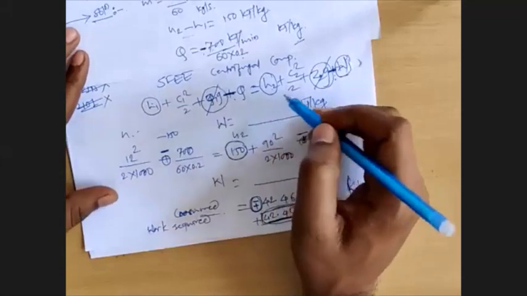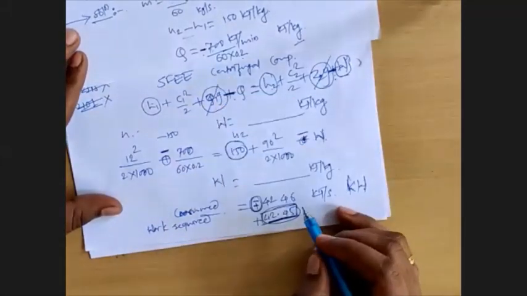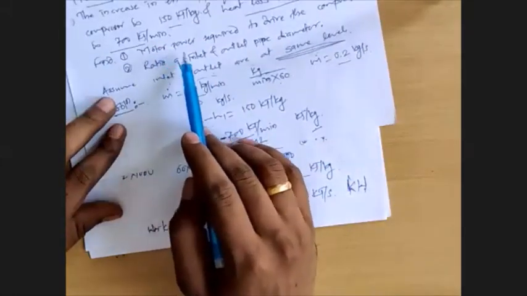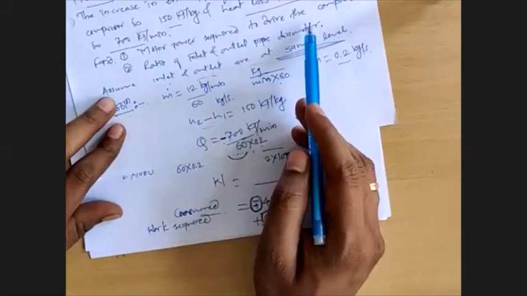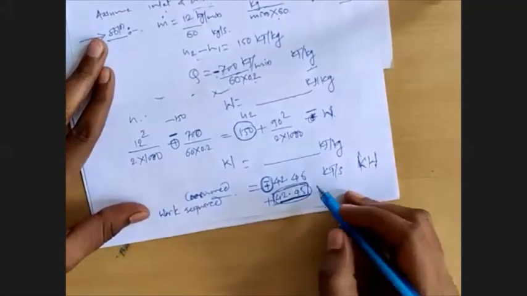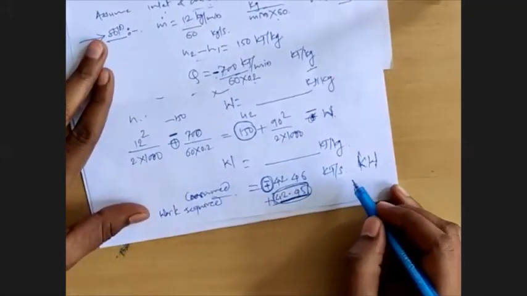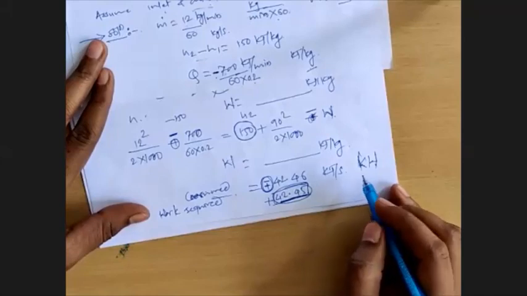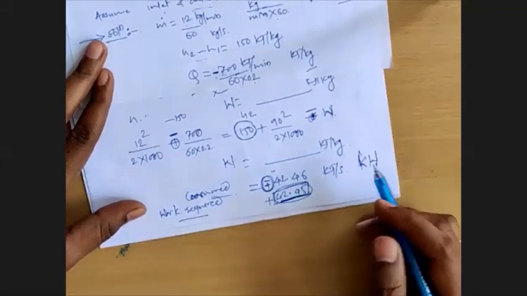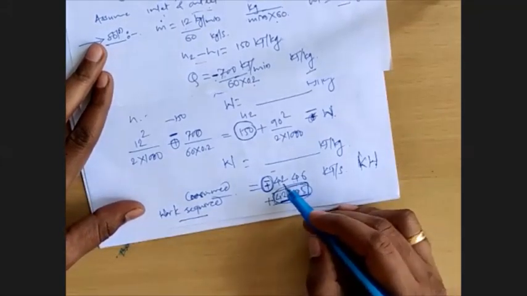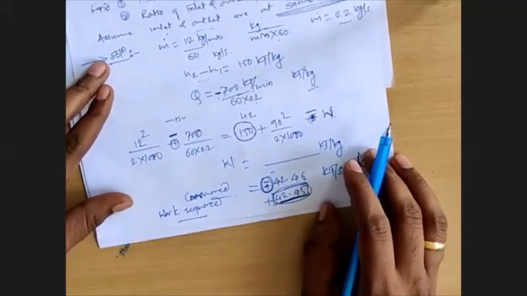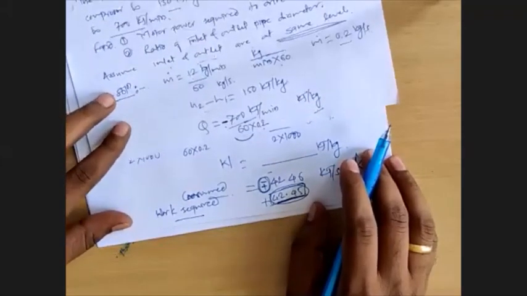After that, we inserted all the values and got the work transfer. The first thing asked is the motor power required to drive the compressor. We were supposed to calculate the work input, and we got 42.45 kilojoules per second or kilowatt. That is going to be negative because it is work required or work consumed, but the amount is 42.45 or 42.46 kilojoules per second or kilowatt.